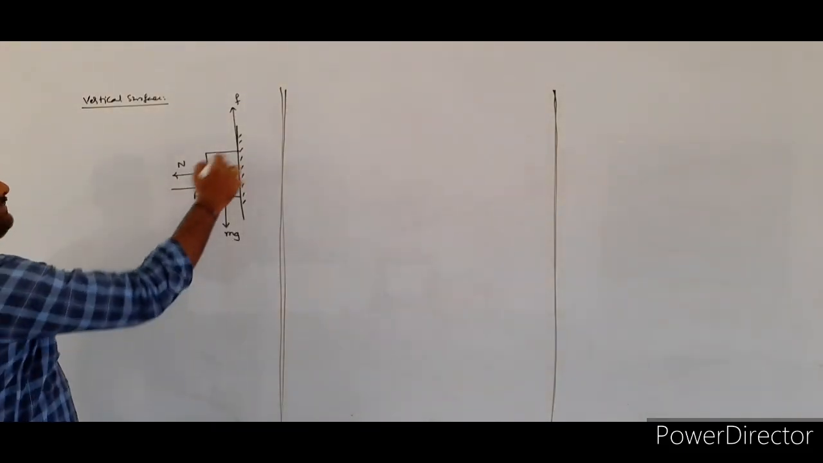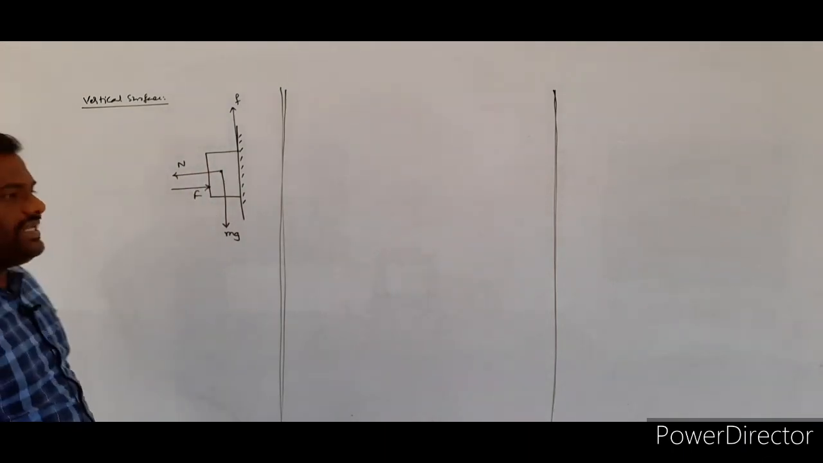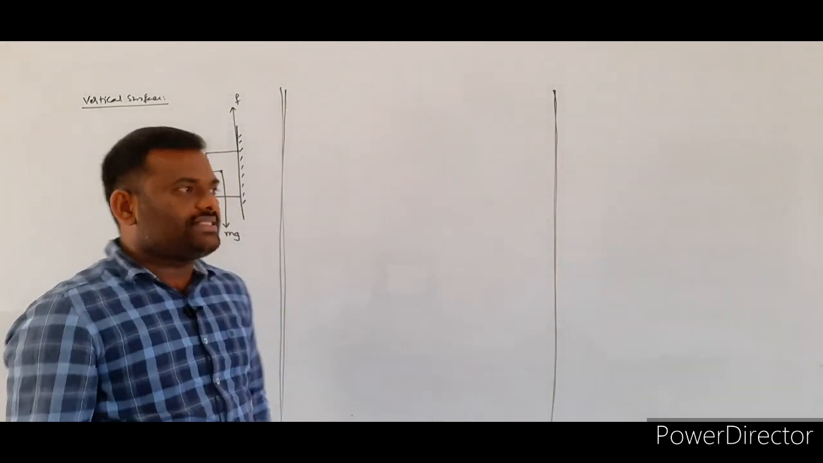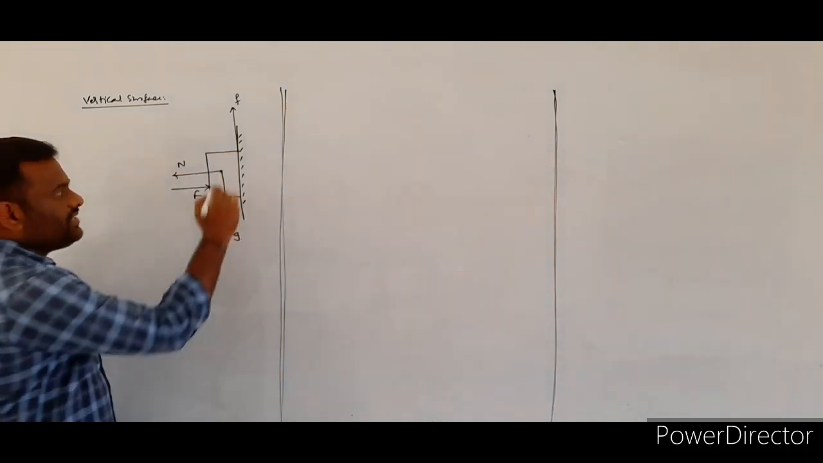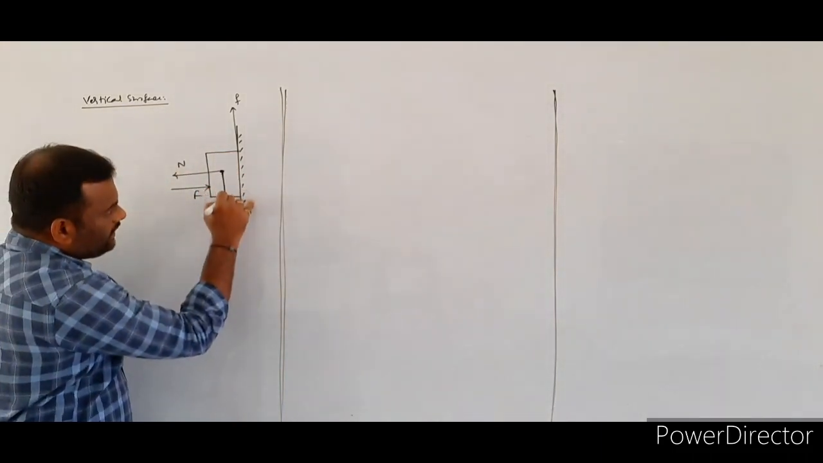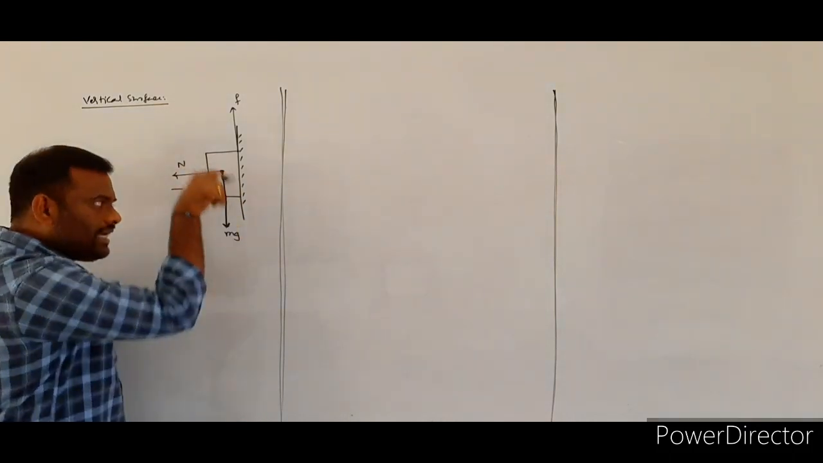A body is kept in contact with a vertical surface. Whenever the body is kept in contact with the vertical surface, one thing is clear: the weight of the block will be acting vertically downwards.